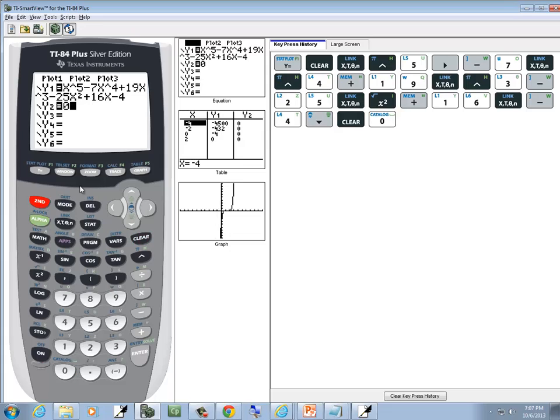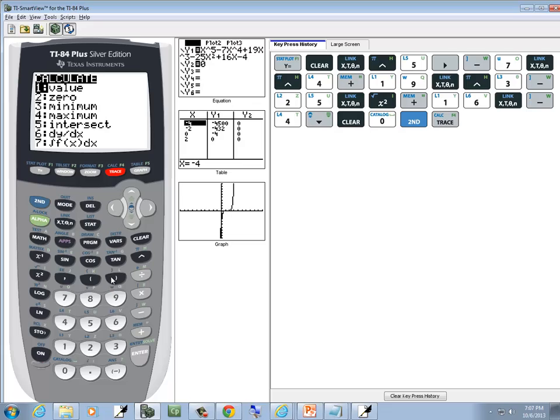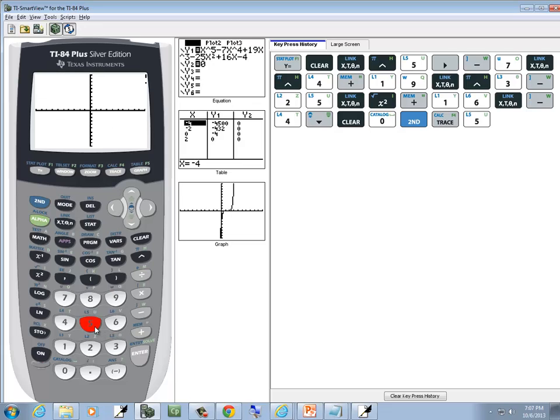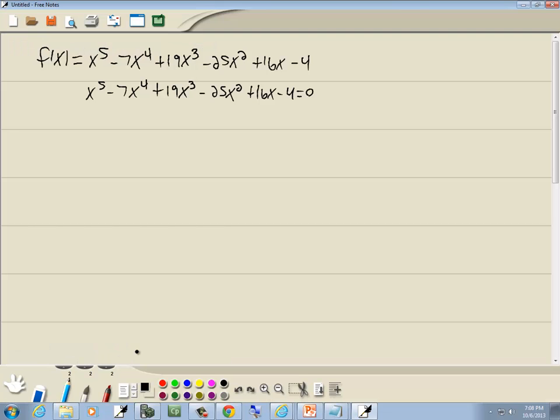Okay, so now we'll do second trace, choose intersect, number 5. Looks like either 1 or 2, I'm not sure which. We'll try 1. I'll do enter on first curve, enter on second curve, let me put in 1 for the guess. And it tells us x equals 1.